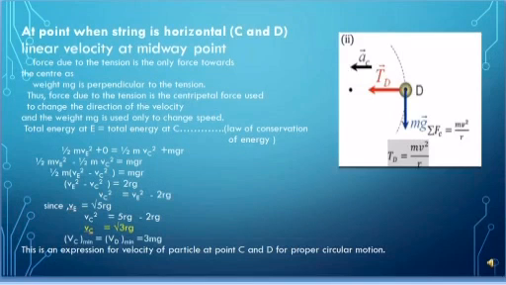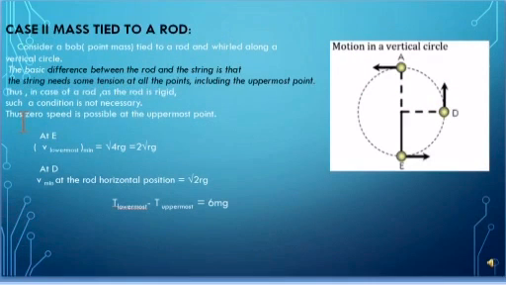Now let us consider the second case, that is mass tied to a rod. What is the difference between a rod and a string? The major difference is that a string needs some tension at all points, while it is not necessary in the case of a rod. Why? Because a rod is rigid, so this condition of minimum velocity is not required. Thus zero speed is possible at the uppermost point also.